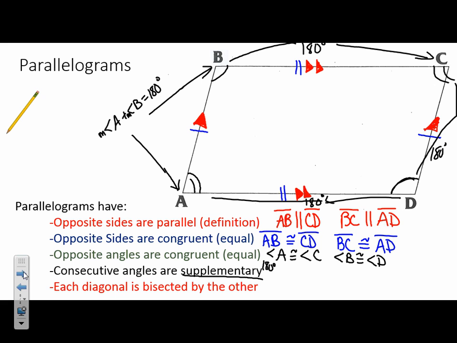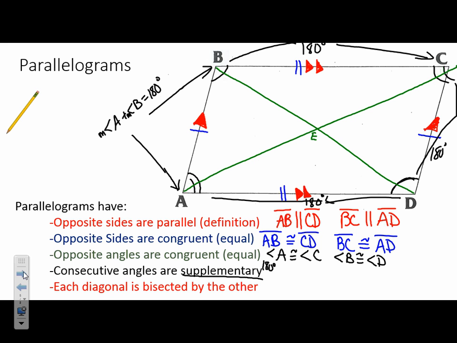And last but not least, each diagonal is bisected by the other. This is the fifth and final property of parallelograms. Diagonals are when you connect corner to corner in a shape. The diagonal that I might draw in this shape would be from B to D, and then another diagonal would be from C to A. And in the middle, I'll call this E, where they cross.